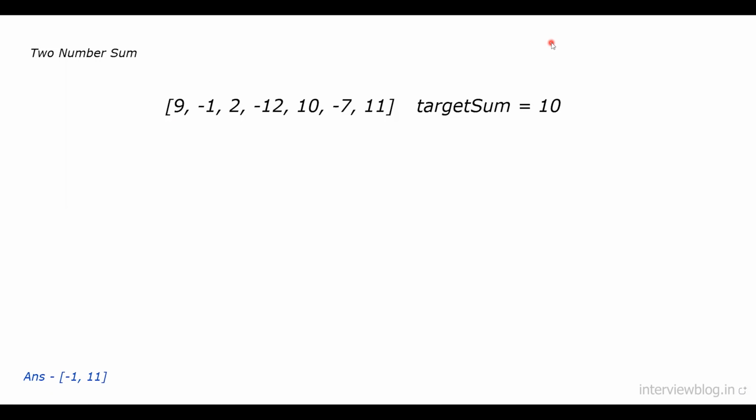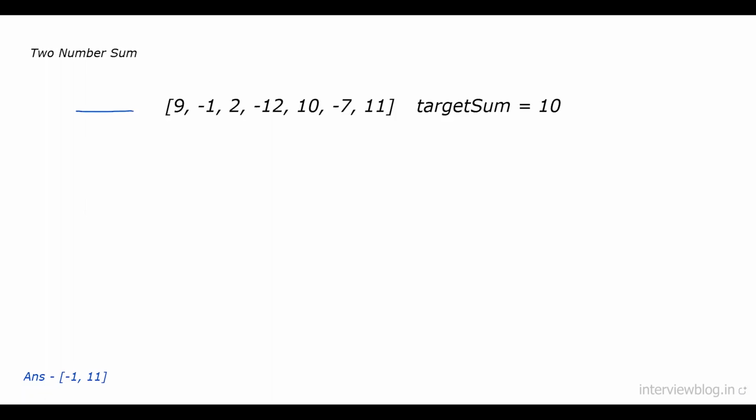The question tells us two things. The first thing is the given input array consists of distinct integer elements. That is, no integer element is repeated in this array. And the second thing that the question says is there is always only one pair of numbers such that if we add those pair of numbers, it will give us the target sum.